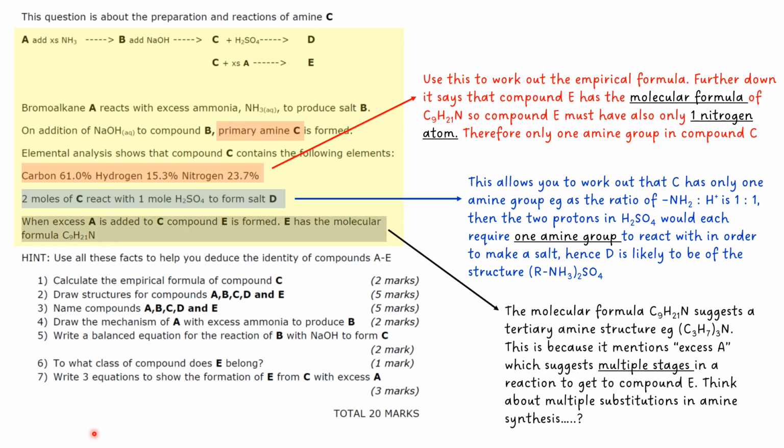Finally, it says when excess A is added to C, compound E is formed, and E has the molecular formula C9H21N. So the molecular formula suggests a tertiary amine structure. This is because it mentions excess A here, which suggests multiple stages in a reaction to get to compound E. So thinking about multiple substitutions in amine synthesis, you can start to see how this might work.